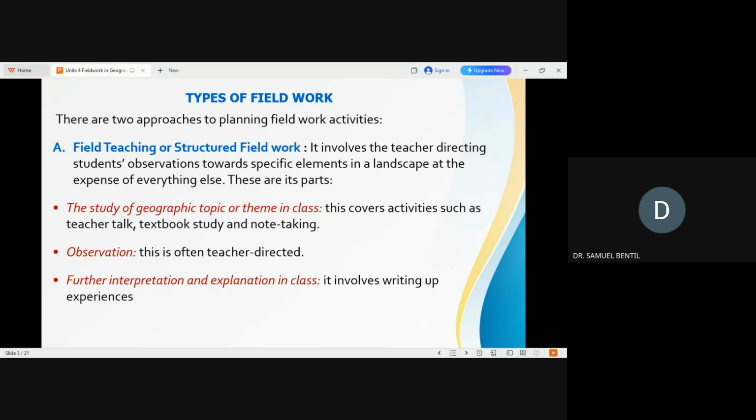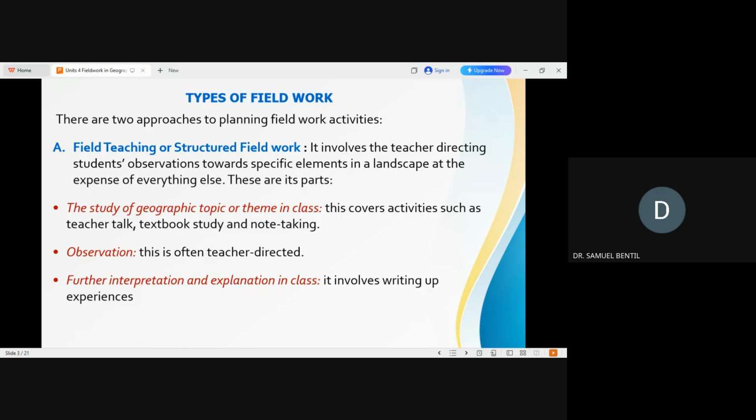Then we have observation, which is often teacher-directed. Then further interpretation and explanation in class. So when you go to the field, you observe, the teacher directs you what to observe, and then when you come back, you share your experiences of when you went to the field, what you further saw or identified. So that's what basically happens when you are using structured field teaching.